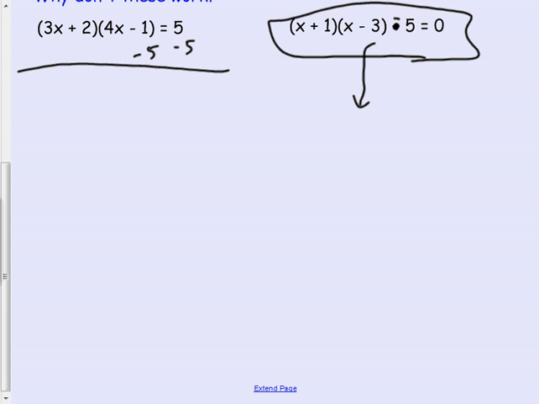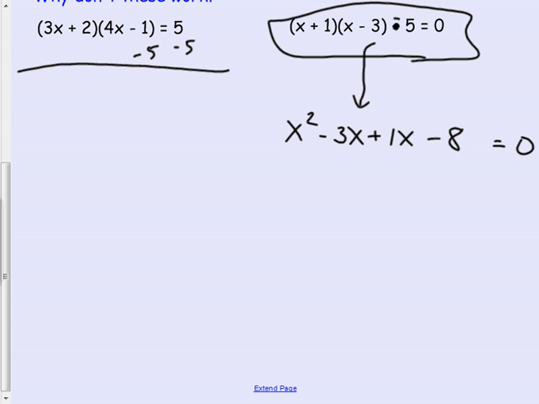Help me FOIL it out. Firsts. And the outsides? And the insides? Yep, and the lasts? And then I got to put a minus 5 by it, and then I got to put those together. What do those two together make? Excellent. Now, has anybody found a way to factor this puppy yet?